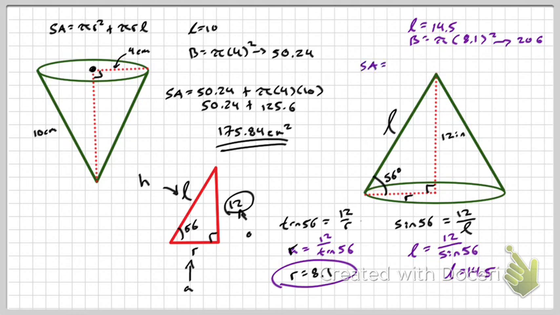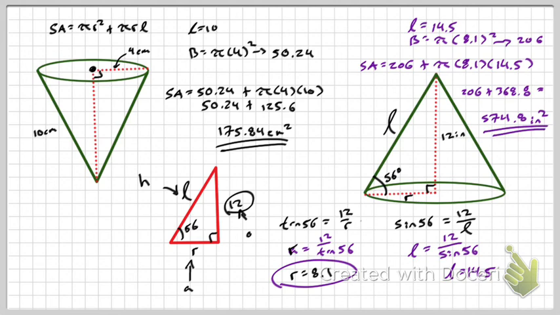Surface area equals 206 plus pi times r, which again was 8.1, times my slant height, 14.5. 14.5 times 8.1 times 3.14 gives us 368.8. So we get 206 plus 368.8 for a total surface area of 574.8 inches squared. Boom, all done.